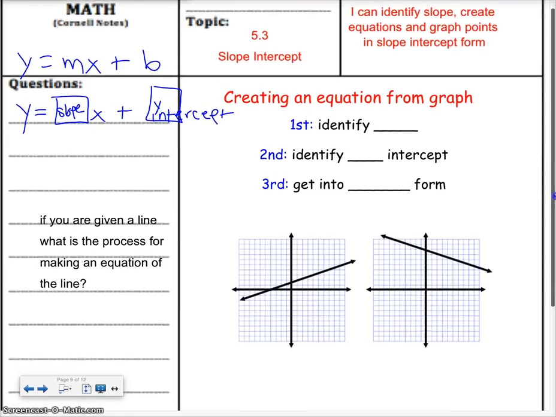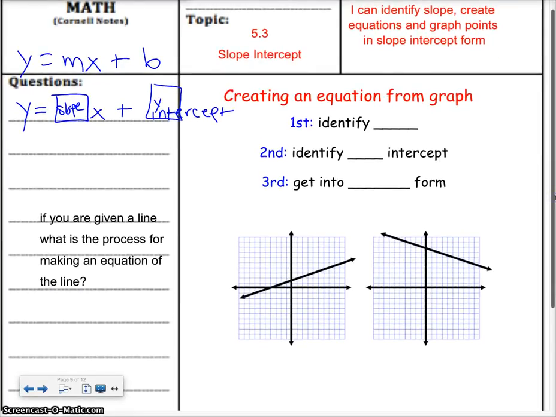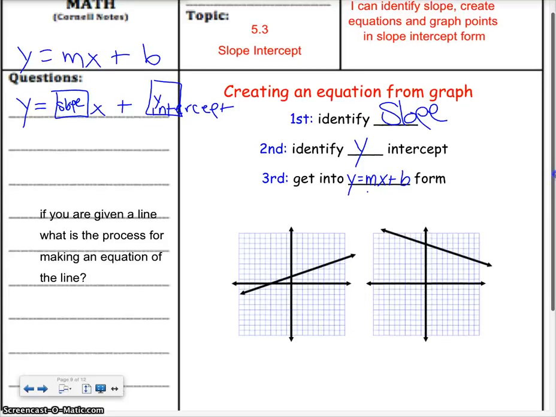You just better know how to find slope from a graph. That's the first thing you're going to want to do, identify slope. What is the slope? Remember, you do the perfect points. And then you got to figure out what's your y-intercept. And then you get into y equals mx plus b form. Slope-intercept form. And you know why it says slope-intercept? Because look, m is the slope, b is the intercept. Get it? Slope-intercept. Genius. Okay.